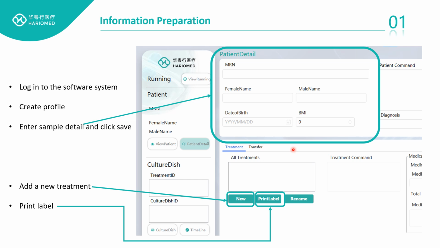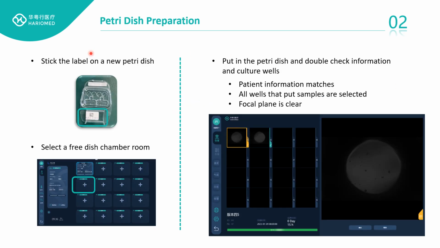All treatments means like for one patient, maybe there will be more than one treatment like IVF or ICSI or something. So you can just select new and then create a new treatment here and then print the label. And then stick the label on the new petri dish in this site. And then select a free dish chamber room in the incubator touchscreen. Click on here.